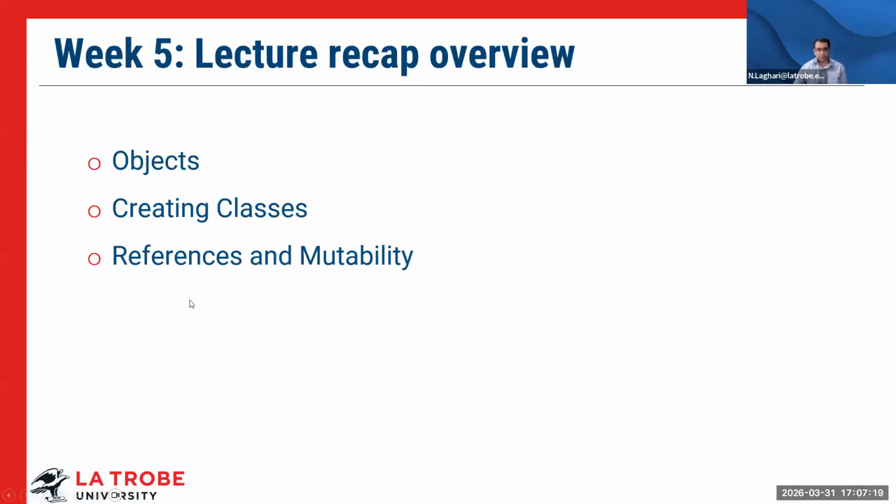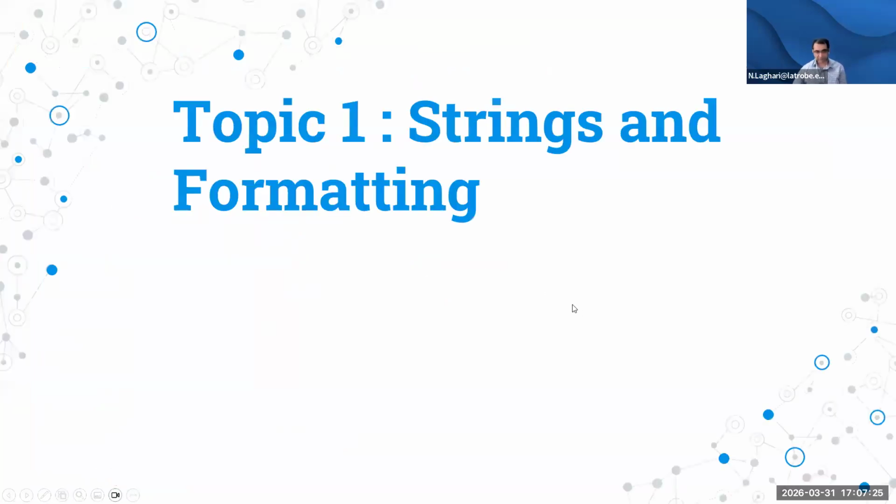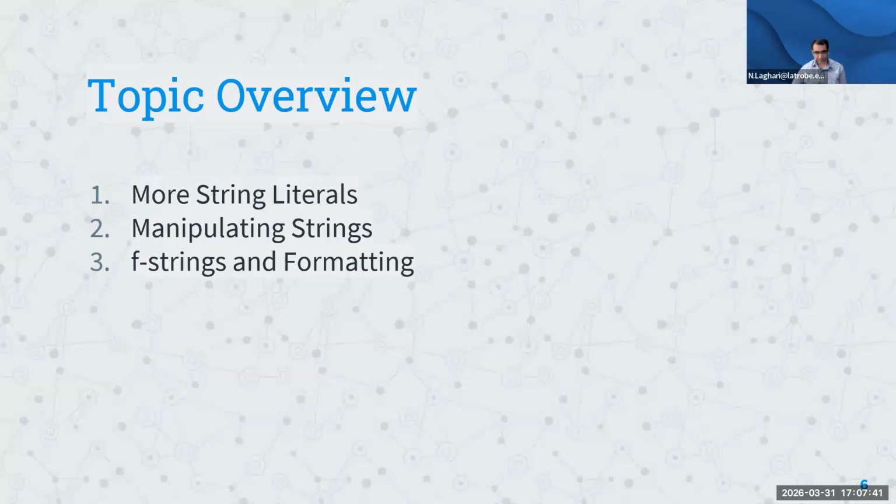Okay, so in the previous lecture, we had objects, classes, and references in mutability. Now, in this lecture, we are going to have 4 main topics. Topic 1 is strings and formatting of the strings. Topic 2 would be files. Topic 3 is lists. And topic 4 is sets and dictionaries.